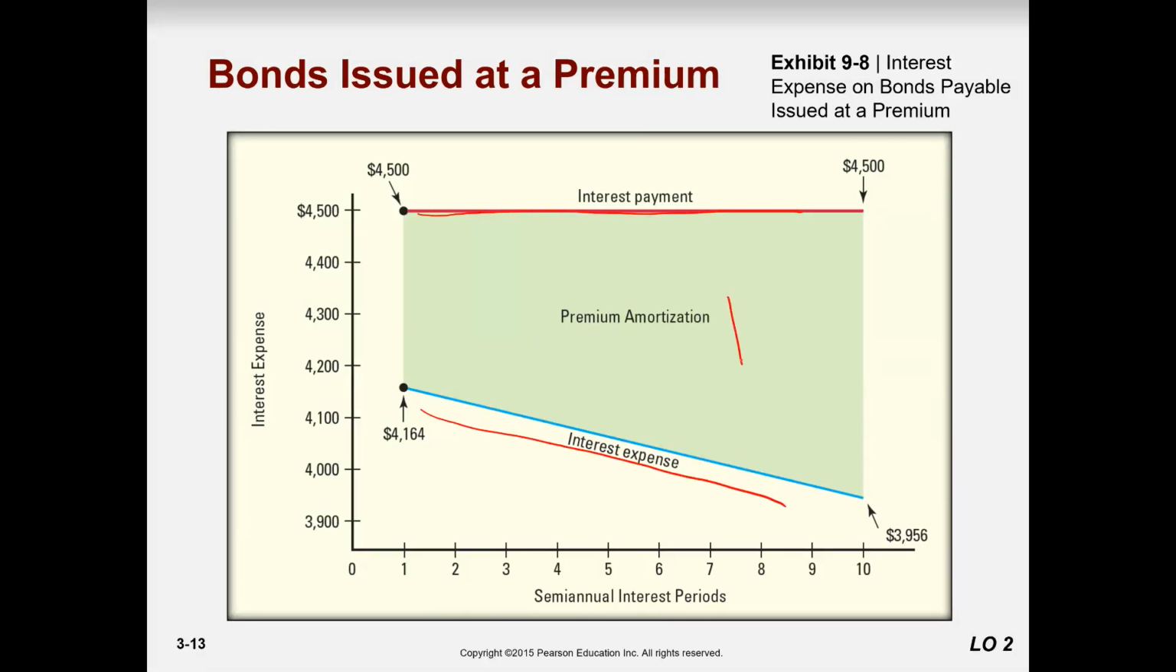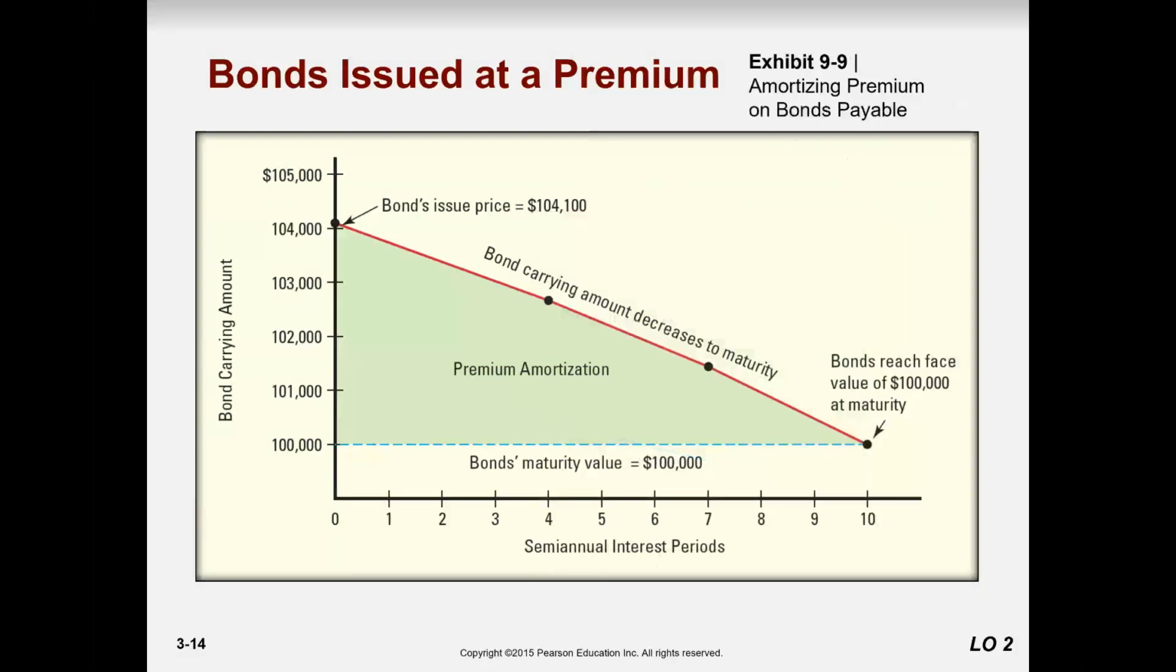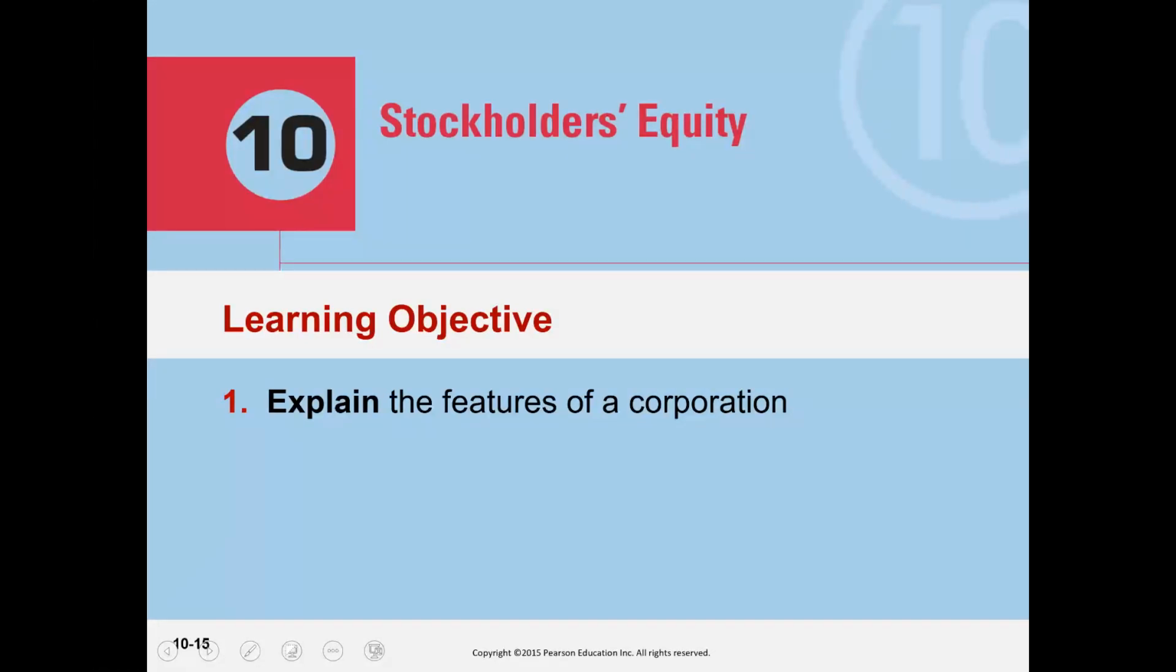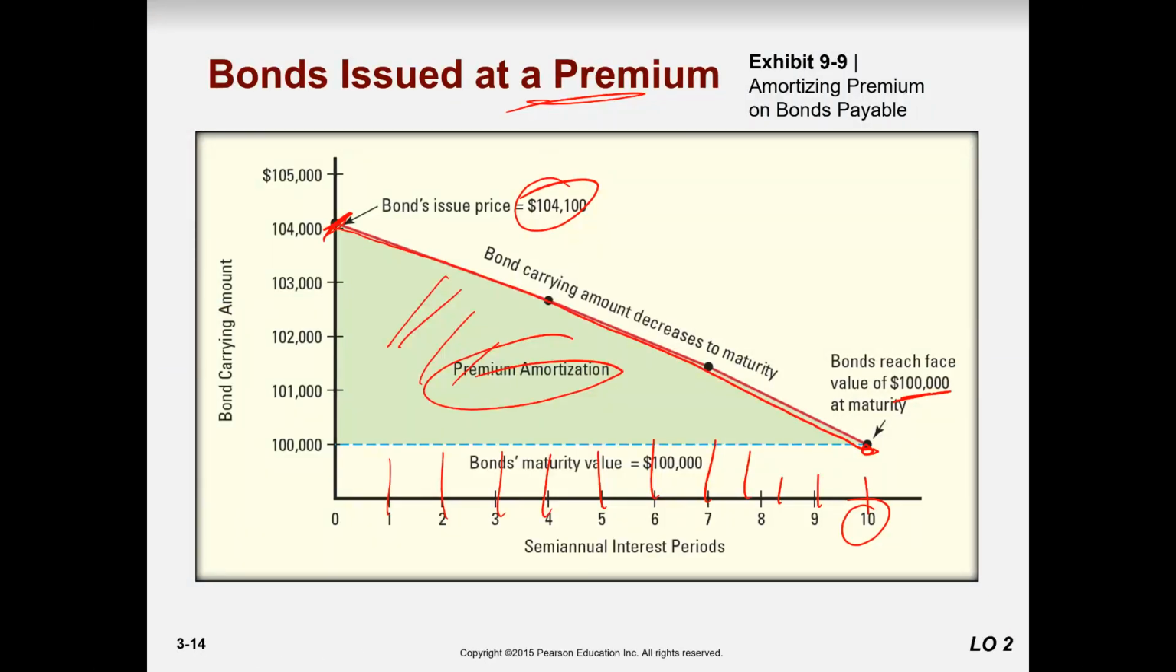So in case of premium, interest expense is always less than interest payments. Whereas the bond value issued at 104,100 will go down to its maturity value or face value of 100,000. So this shaded area of premium we must amortize, we must decrease it with respect to every interest payment. So 5 years means 10 payments of interest. Okay, so that's all for the issuance of premium.